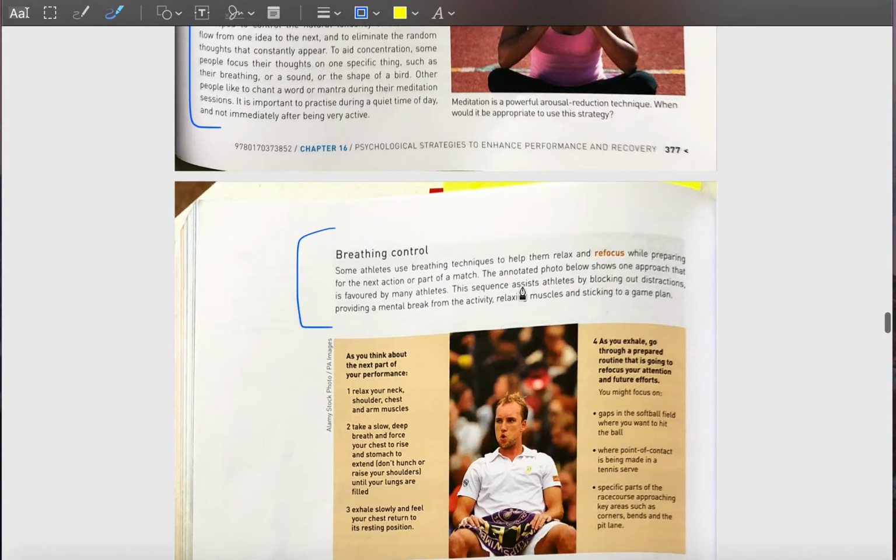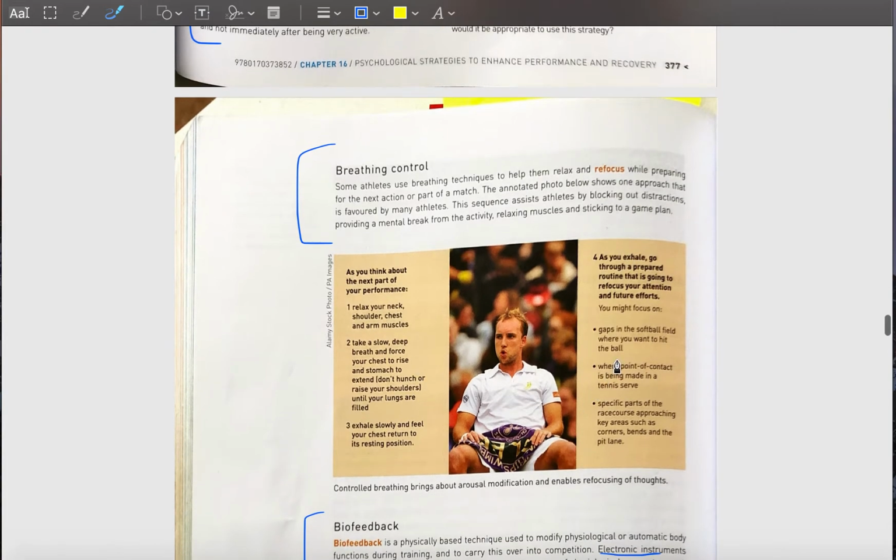The next one is breathing control, helps relax and refocus. There's an example here which is about controlled breathing, trying to slow the heart rate down even, which is just about focusing on taking slow, deep breaths, ensuring that the lungs totally fill with air and that oxygen can be transported around the body, and then focusing on following through that process over and over.